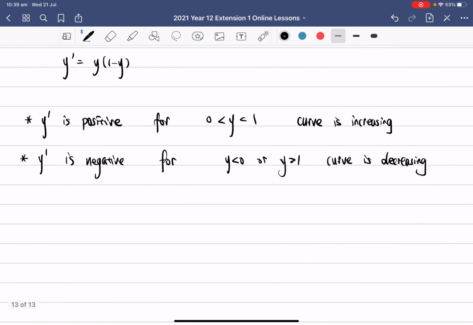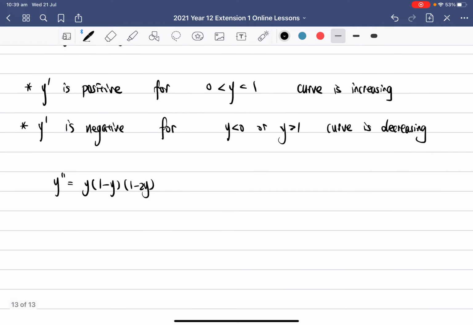Once we finish that, then we'll look at the concavities. So y double dash is y(1 - y)(1 - 2y). Let's have a look at concavities. Again, we analyze it this way. y double dash is positive for y that's between 0 and a half, or y is greater than 1.